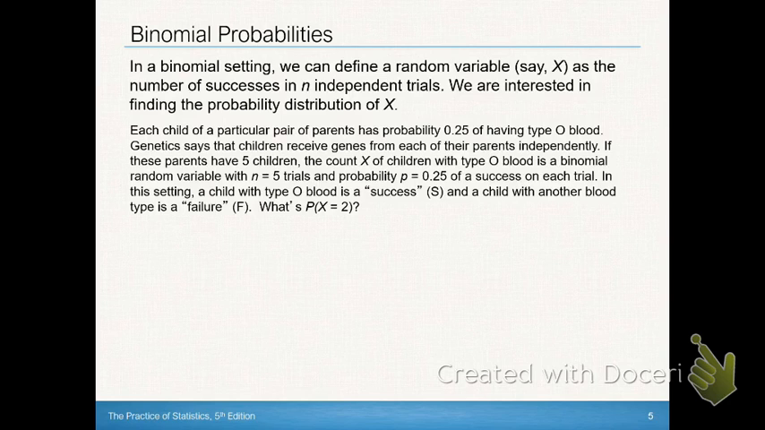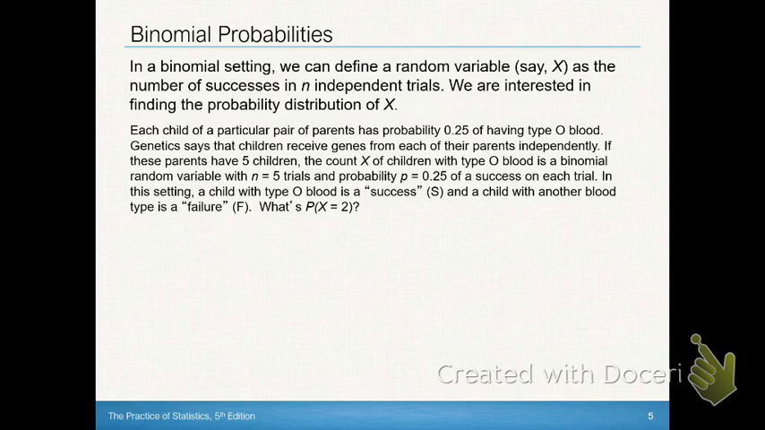So let's look at an example. Let's say that we have 2 parents and they're going to have 5 children, and the probability that any specific child they have would have type O blood is 25%. And we want to find out what's the probability that they end up having exactly 2 children with type O blood. So first we check our BINS.